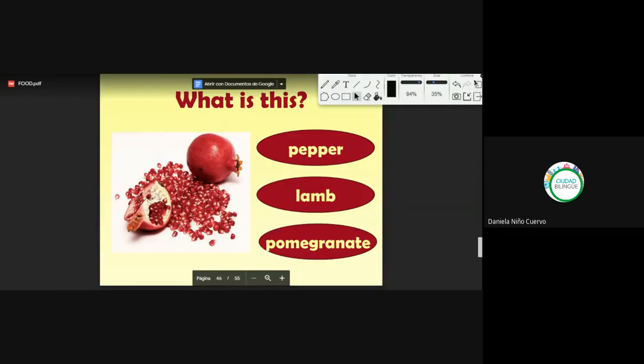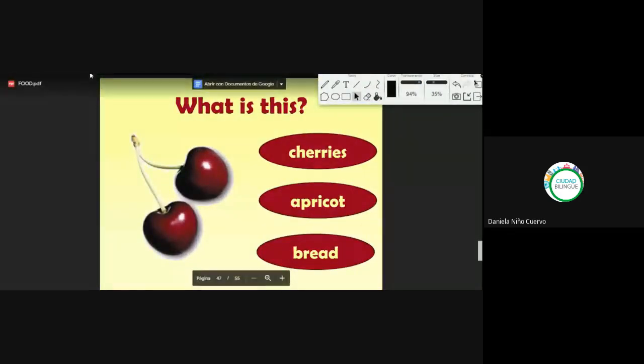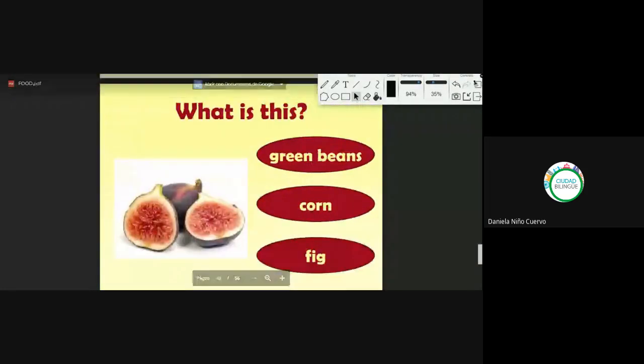All right, we continue. What is this? Cherries, very good, cherries, cerezas, cherries. We continue. What is this? Now this fig. How do you say that in Spanish? Higo, yes. Bueno, también creo que se le dice breva, ¿no? So, fig. That is correct.